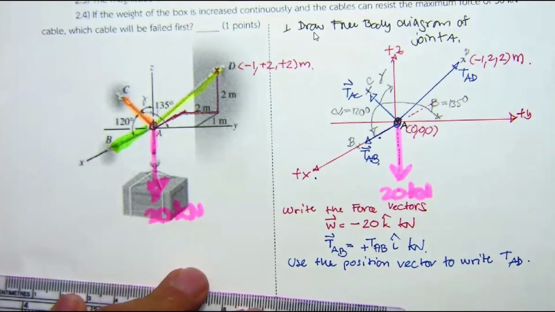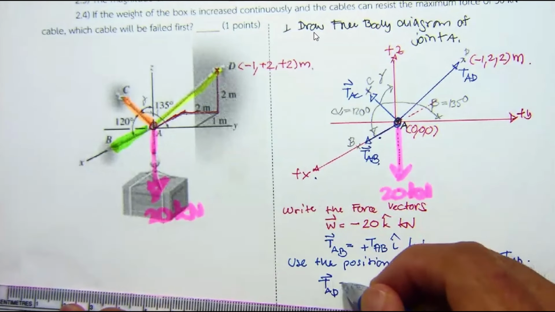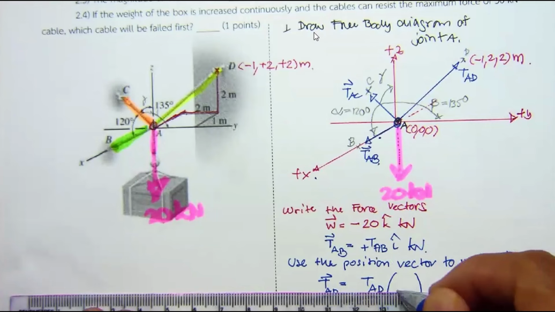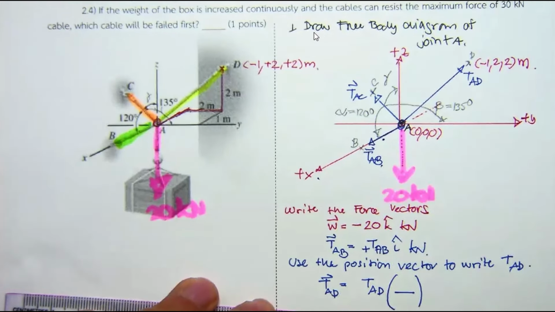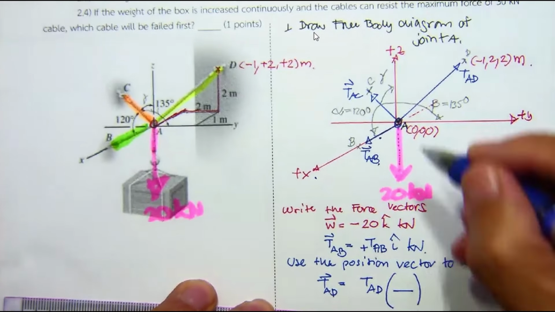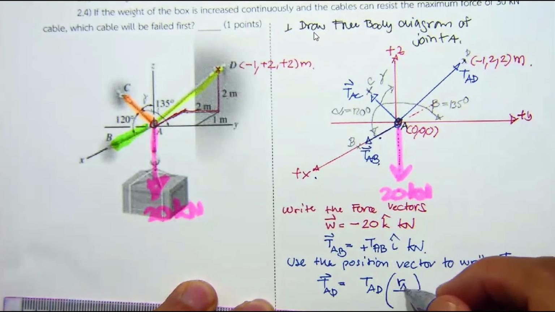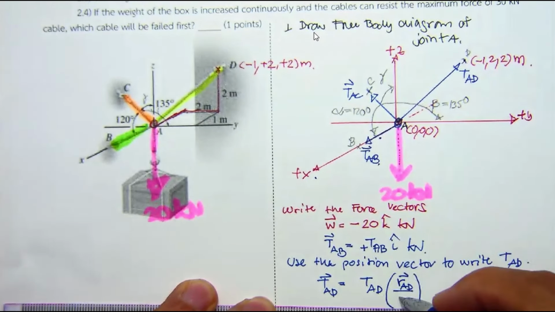We use the position vector. We will have T sub AD equal to the magnitude. We don't know the direction. The direction is going to be based on the position vector concept. It's going to be from A to D. Position vector from A to D, and then divide it by the magnitude of the position vector.